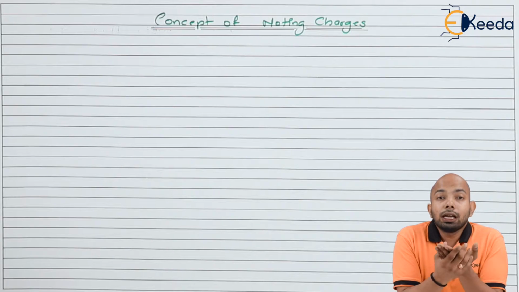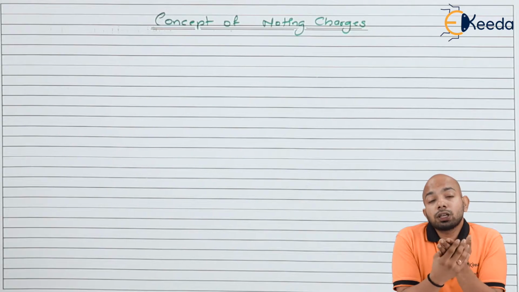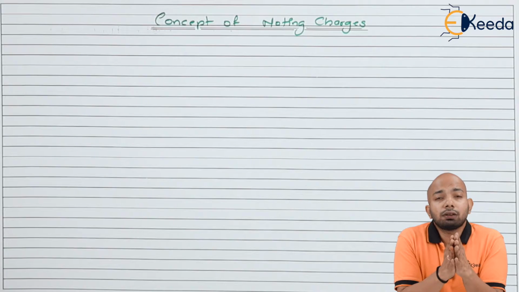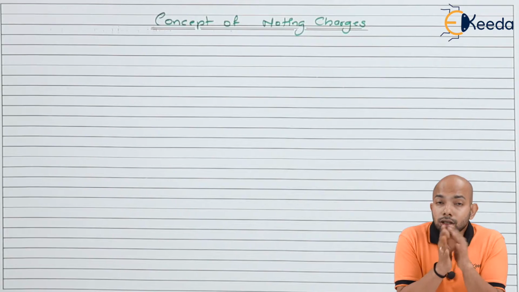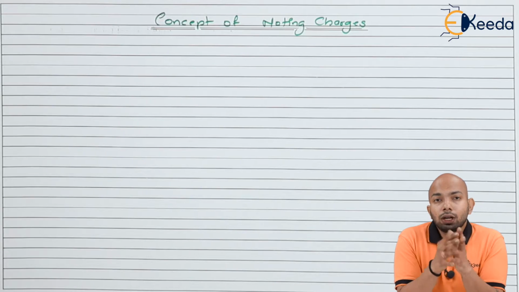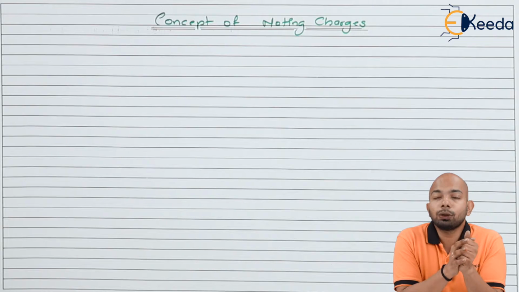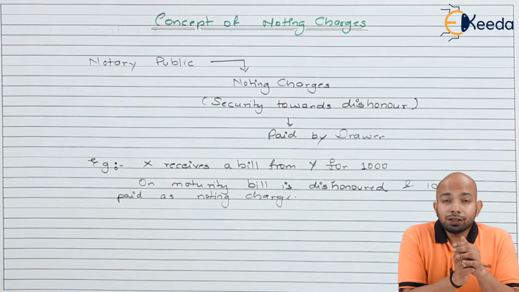This is a kind of security that a drawer has in terms of noting charges that we have to discuss. So there are certain journal entries that we are supposed to note down. Let's go ahead and note down those details, but before that, let's note down certain details about noting charges itself.